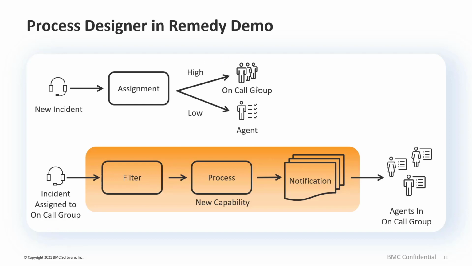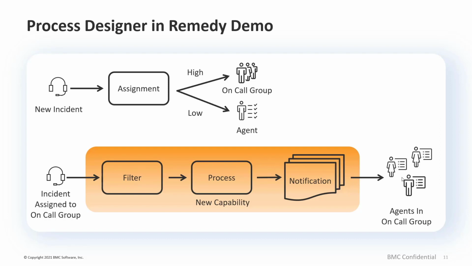I'm going to leverage this upper rule that when a new incident is assigned to an on-call group, I'm going to use a filter to fire a process built in Innovation Studio that will then use another process to send notifications to each user in the group.